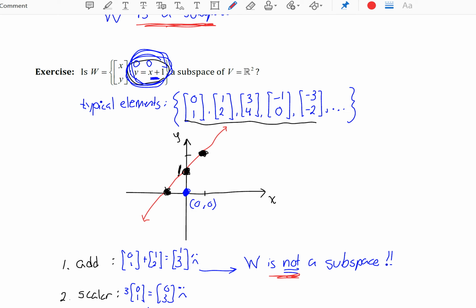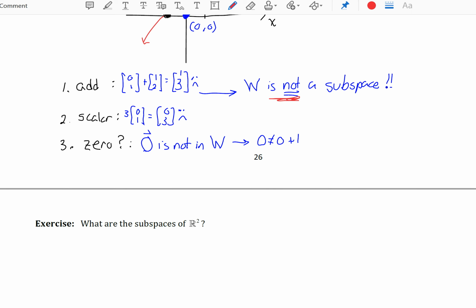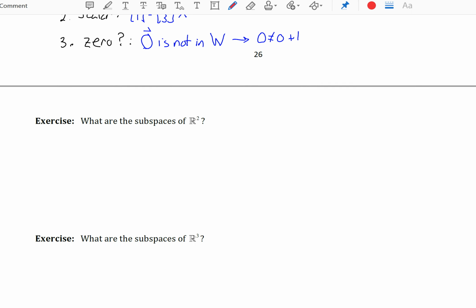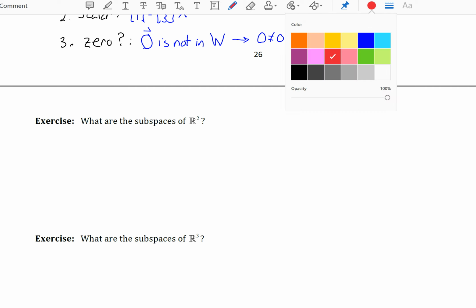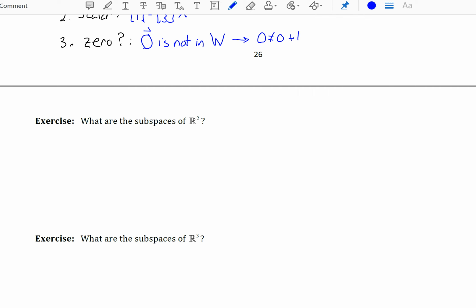So what I'm trying to do now is kind of put all these together and say, well, what are the subspaces of R2? Can we generalize just from those 3 examples? And to help you with that, I'm going to say there are only 3 subspaces.